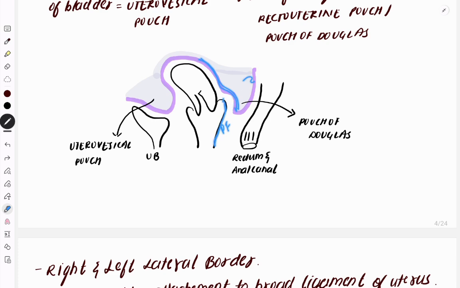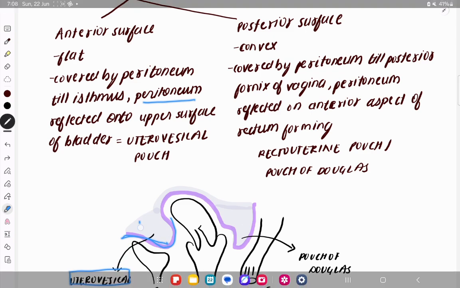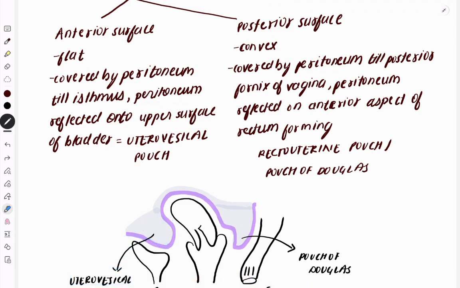This is the posterior fornix of the vagina. Till here the peritoneal fold extends, and further it reflects backwards onto the anterior part of the rectum. Because it is present between the rectum and the uterus, it is called the recto-uterine pouch or the pouch of Douglas. So the anterior surface is covered by peritoneum till the isthmus, and the peritoneum is reflected onto the upper surface of the bladder, and this pouch is called the uterovesical pouch. The second one is the pouch of Douglas.